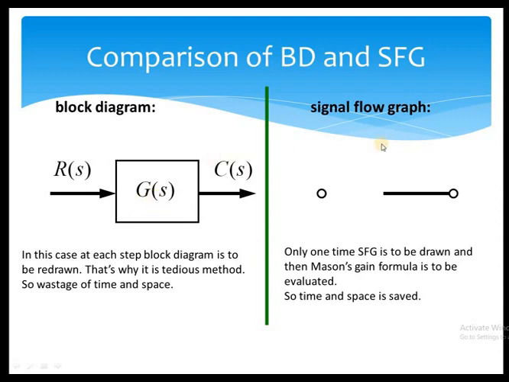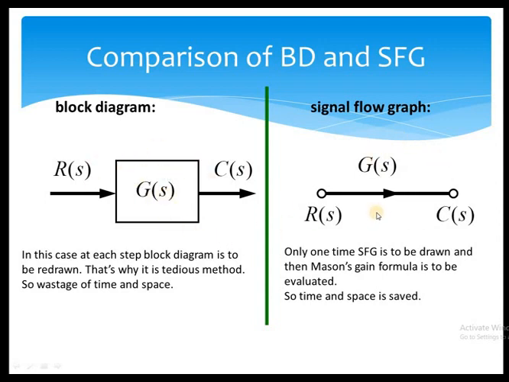The same thing is represented using the SFG concept also. All the signals, that is input signal and output signal, are represented as nodes. That is R of S as a node, C of S as a node, and the block diagram's transfer function is represented as a gain which moves from input to output. That's why we represent a signal from the input node R of S to the output node C of S, and the output node value C of S is nothing but the product of these two, that is R of S into G of S. That is the SFG comparison with block diagram.